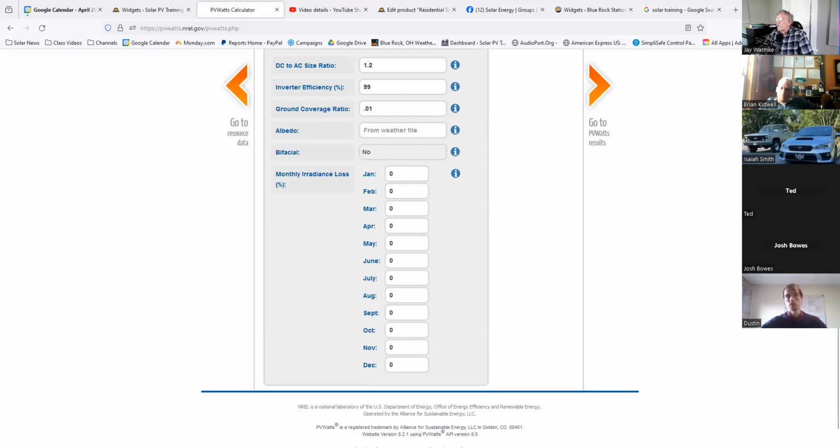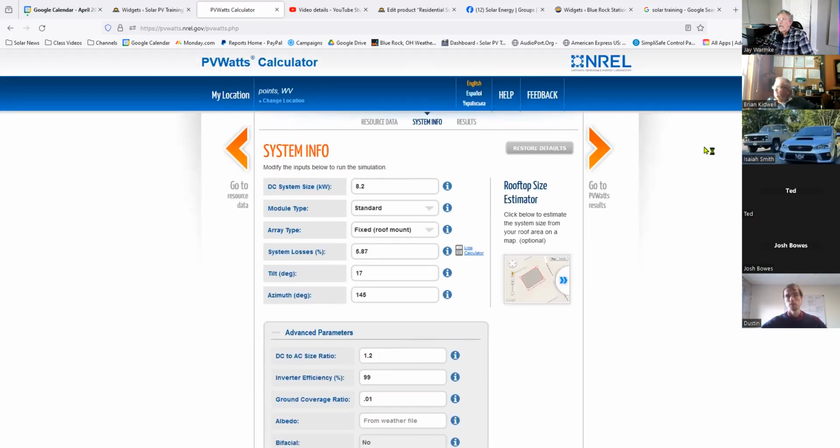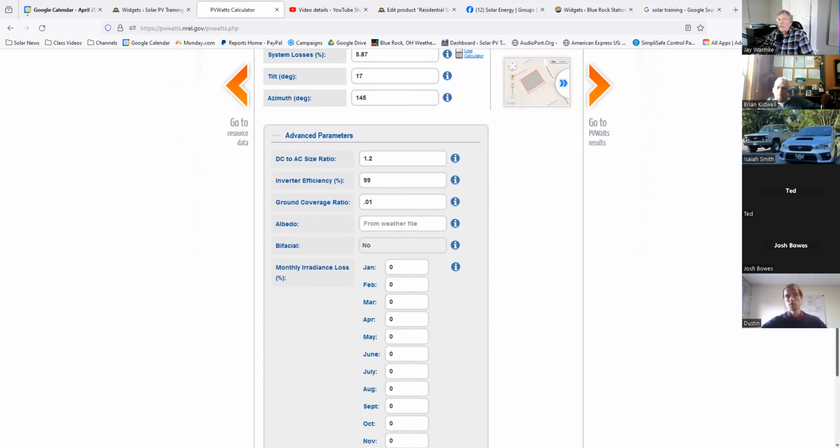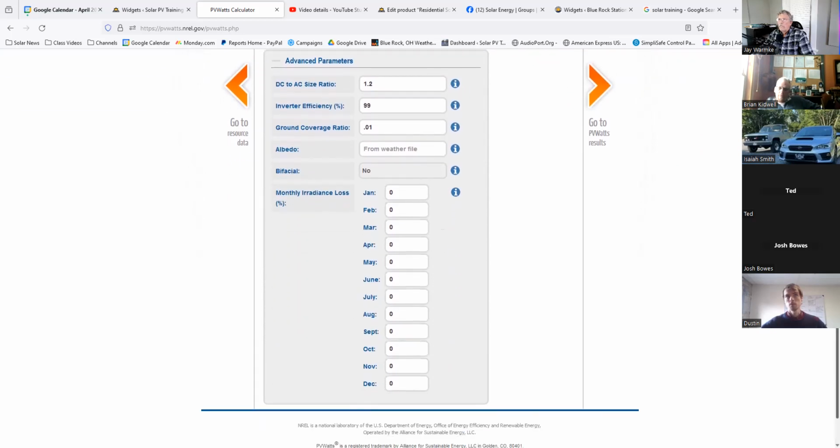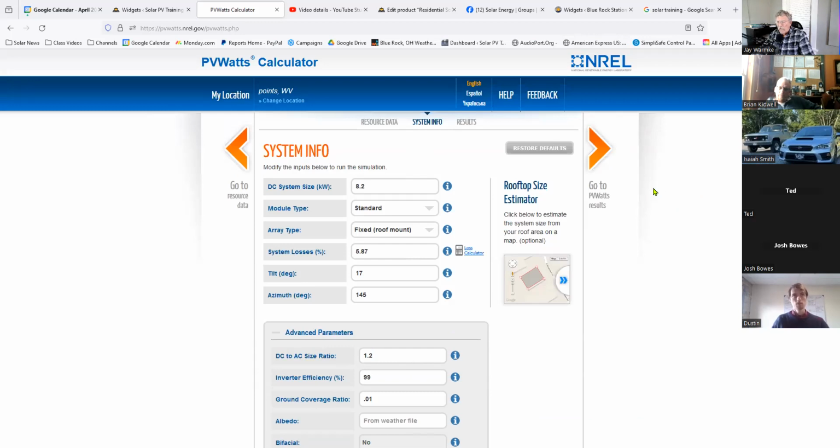But PV Watts assumes grid tied because more than 95% of all the systems out there are going to be grid tied. Is there a separate kind of calculator NREL does for off grid? No, not that I'm aware of anyway. Okay. My guess is you could simply plug your radiation losses in here somehow and come up with something. But I think you probably just want to use what we've got in the book.